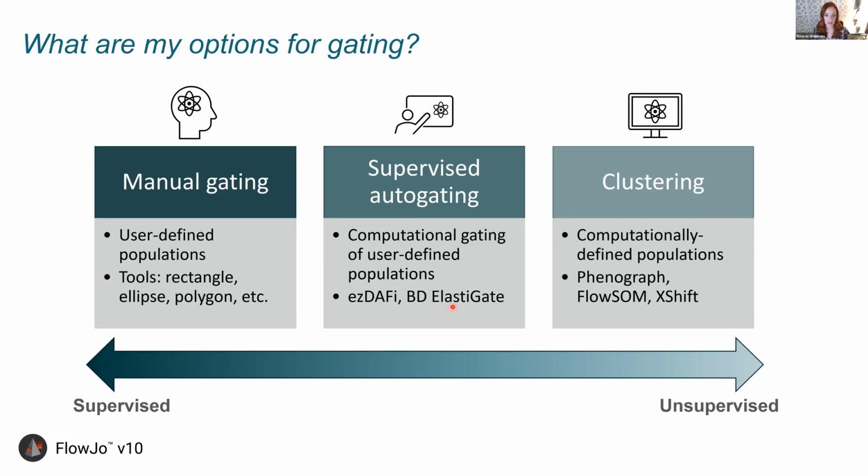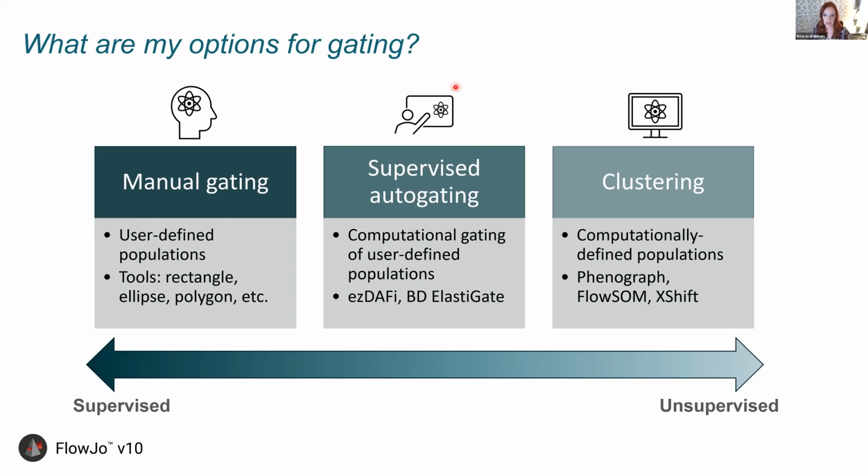And that's why we're all here today. So this will be the focus of the rest of the webinar, something to be called supervised autogating, or semi-supervised clustering. Basically, the computational gating of user-defined populations. So these are the 2 tools we'll be talking about, both available as plugins to be used in FlowJo software. We'll talk about EasyDAFi and BD Elucidate.